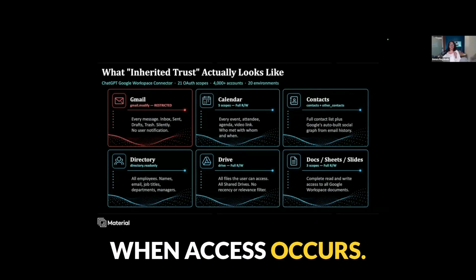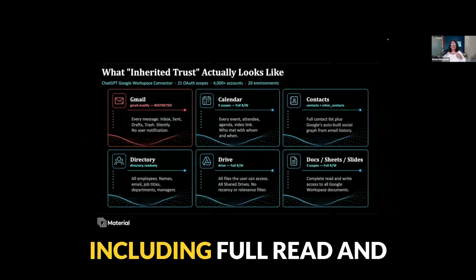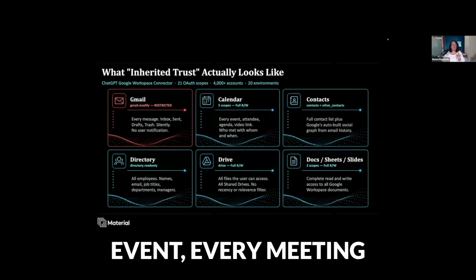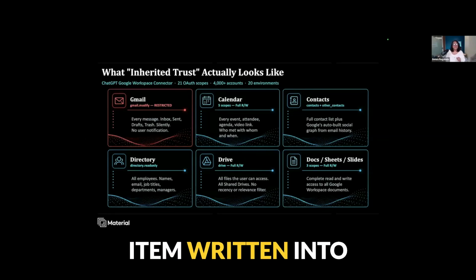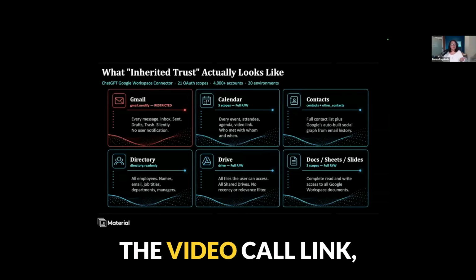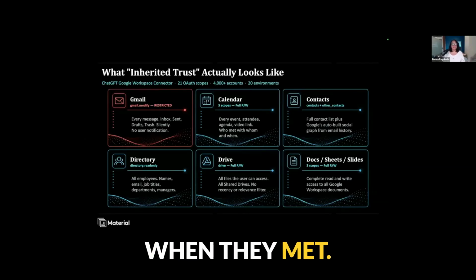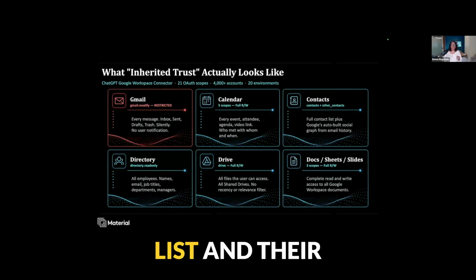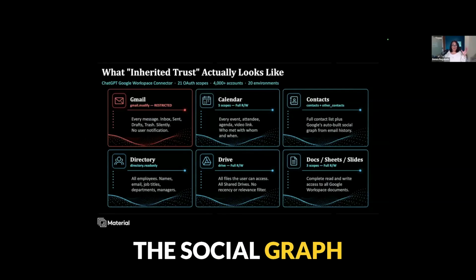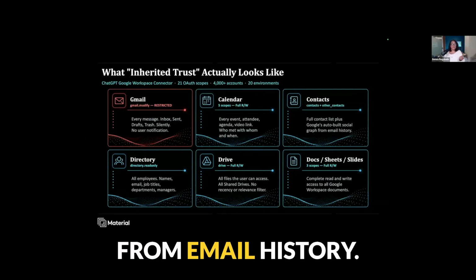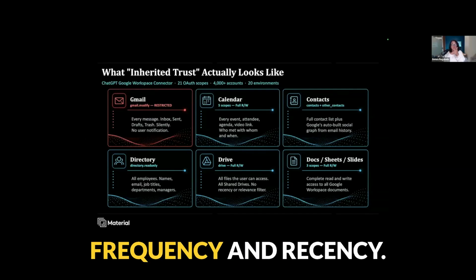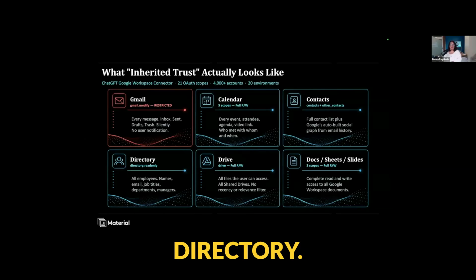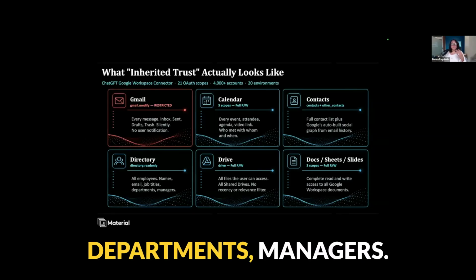What about calendars? 5 calendar scopes, including full read and write access to every event, every meeting on the account, every attendee, every agenda item written into the description field, the video call link, who was there, when they met. Contacts, the user's full contact list, and their other contacts, the social graph Google builds automatically from email history. Everyone they have ever emailed, organized by frequency and recency. Directory, every employee in the organization, names, email addresses, job titles, departments, managers.